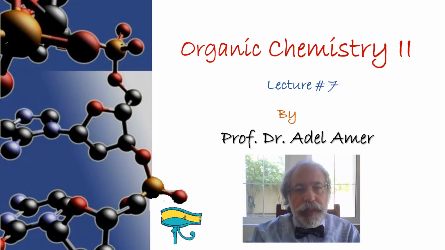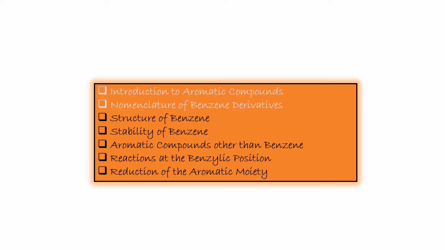Hello everyone. Welcome to lecture 7, Organic Chemistry 2. Today we will continue on chapter 2, Aromatic Compounds. In the previous lecture we covered introduction to aromatic compounds and nomenclature of benzene derivatives. Today we will talk about structure of benzene, stability of benzene, and aromaticity.